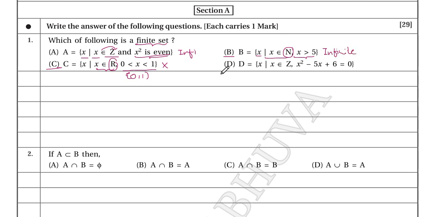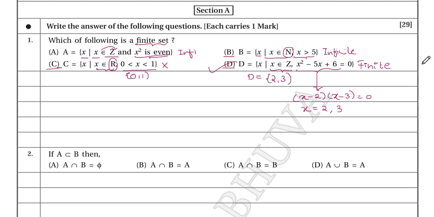But if you look at option D, x belongs to integer and it satisfies the condition x square minus 5x plus 6. If we solve this quadratic equation, we know a quadratic equation has only two roots. The equation factors as x minus 2 into x minus 3, so the roots are x equal to 2 and 3. So in set D, only two elements are there, 2 and 3. This is nothing but a finite set. So our correct answer for this question is D.